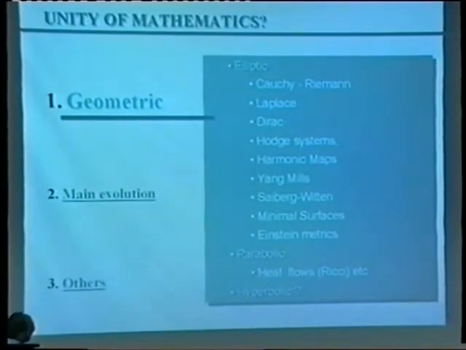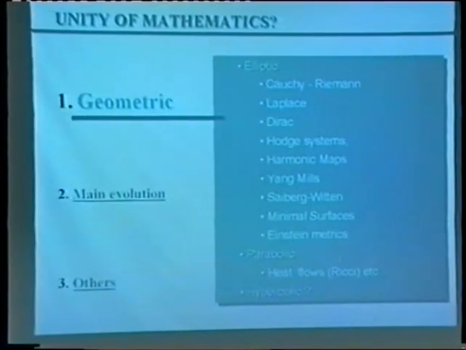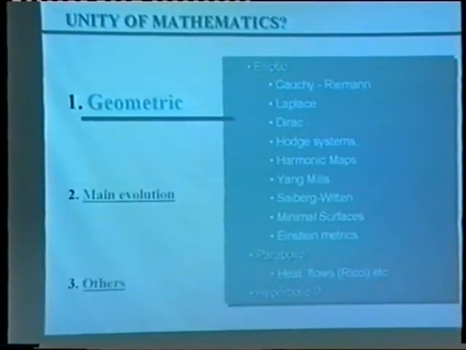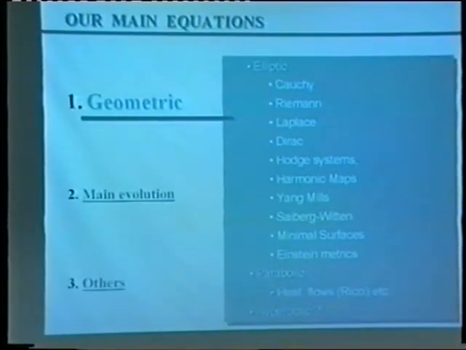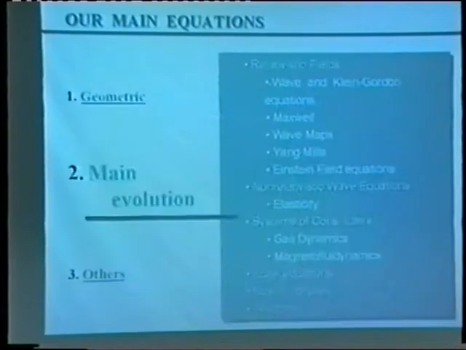And again, there are lots of heat flows which are used to define certain metrics, to find metrics which are canonical in Riemannian geometry. One example, among many, is the Ricci flow, which is used in geometry. So let's go to the main evolution equations.